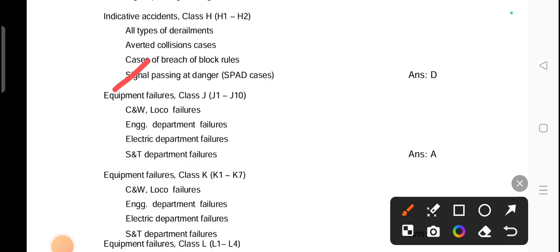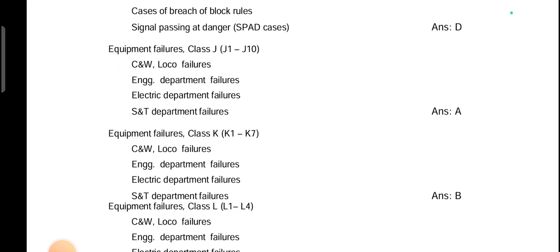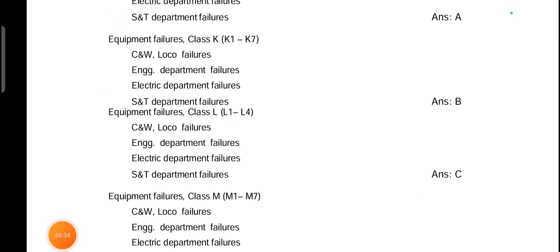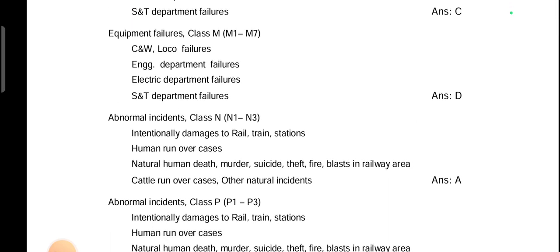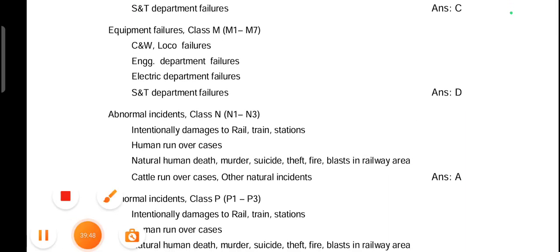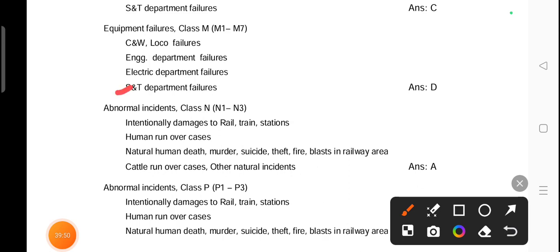Equipment failures, class J, CNW or loco failures. Equipment failures, class K, K1 to K7, engineering department failures. Equipment failures, class L, electrical department failures. Equipment failures, class M, S&T department failures comes under class M.